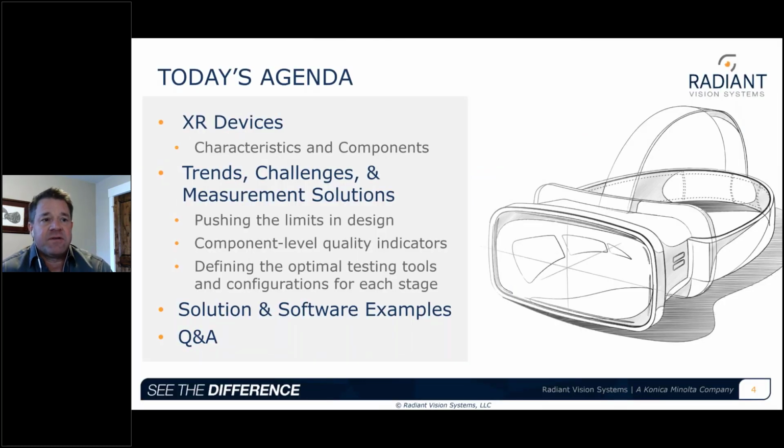So today's presentation will cover XR devices. We'll take a look at their unique optical characteristics and components, trends in the XR optical design, and the performance indicators of each component. We'll talk about how to address challenges with measurement solutions, focusing on which tools provide the most effective data at each stage. Throughout the discussion, we'll give examples from Radiant's portfolio of XR test solutions and software, and then finally we'll wrap up with a summary and a Q&A.